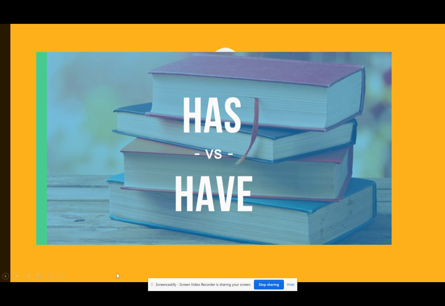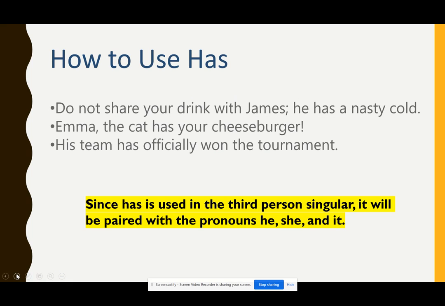Okay, let's look at the words has and have. So how do we know when to use has? Has is used in the third person singular, and it will be paired with the pronouns he, she, and it. Do not share your drink with James. He has a nasty cold. Notice here that you have this third person singular. So he has. Emma, the cat has your cheeseburger.